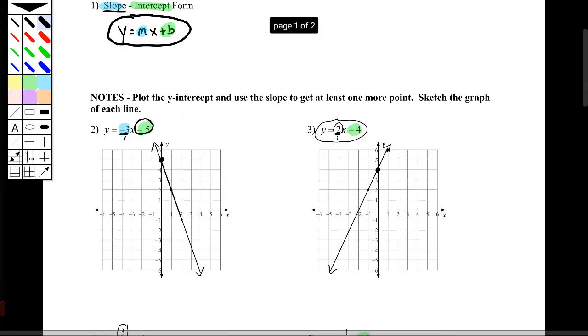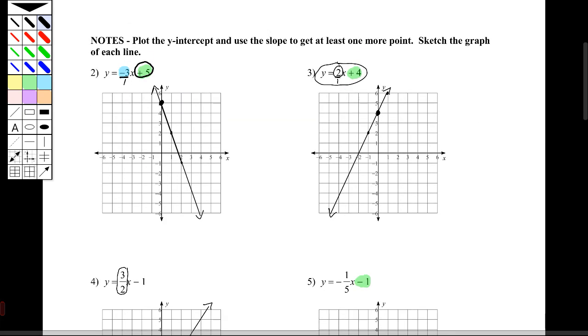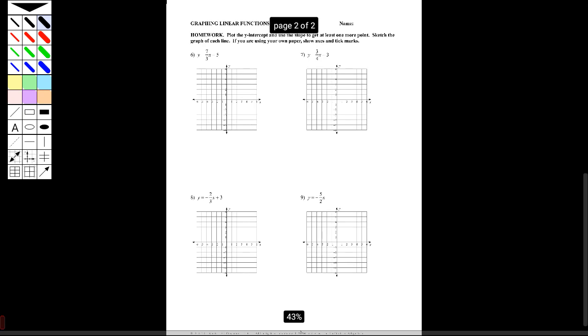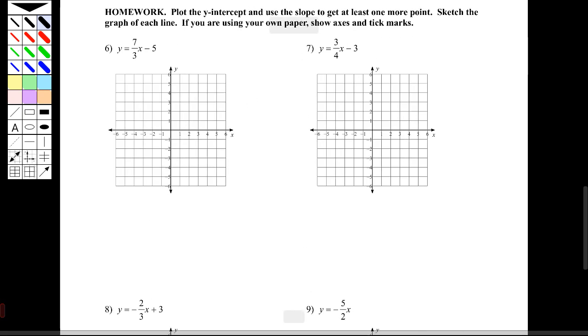So all of these 4 problems were already in slope-intercept form, which made them very easy to graph. So let's look at your homework. Okay, 4 problems for you to do. Identify your y-intercept. There's your first point. And then how do you use your slope to make your next point? Connect your dots and you are done.